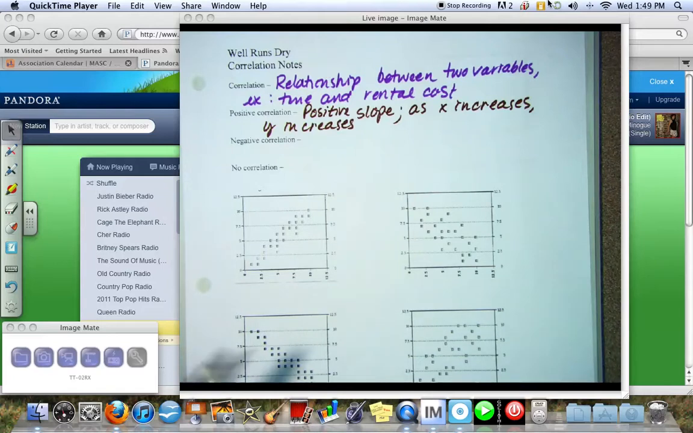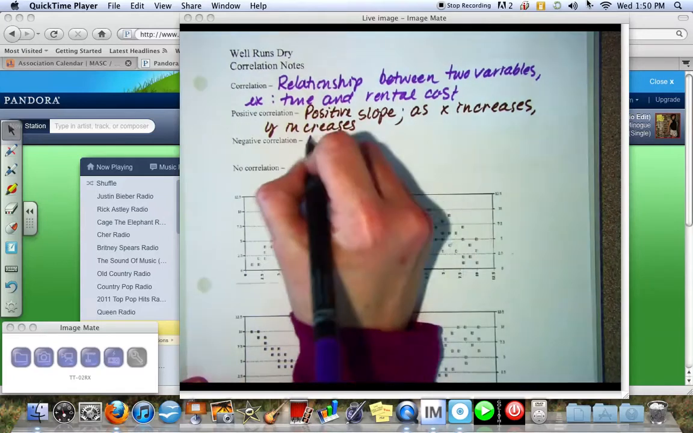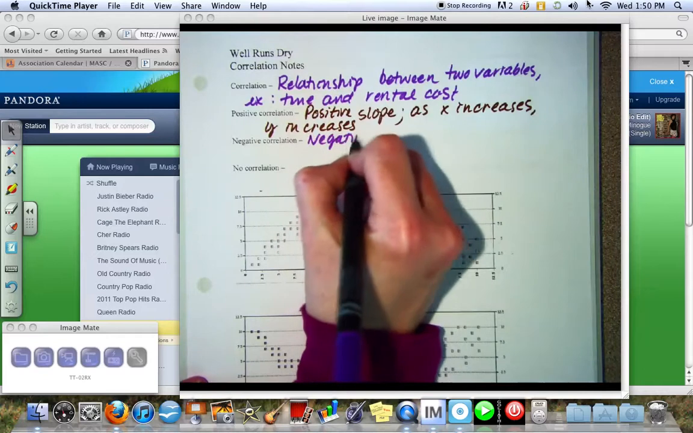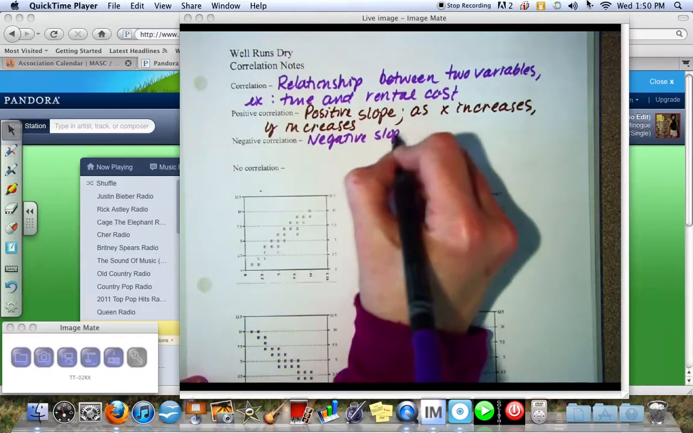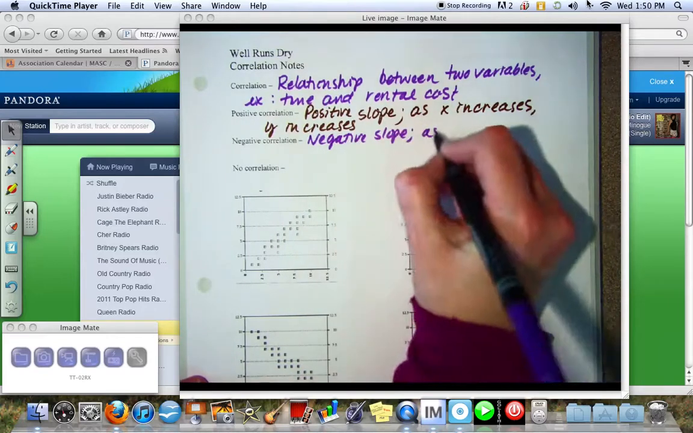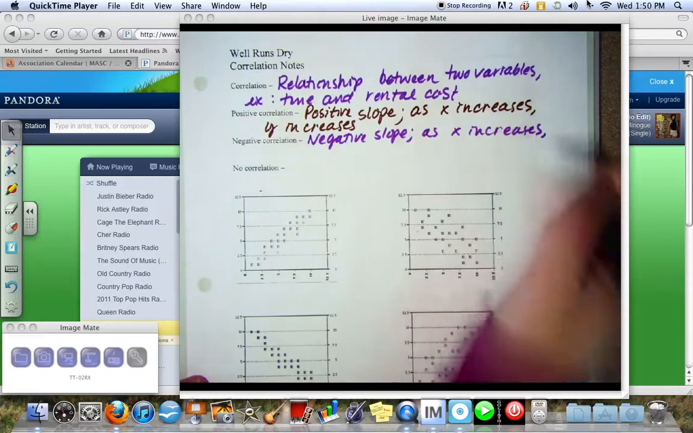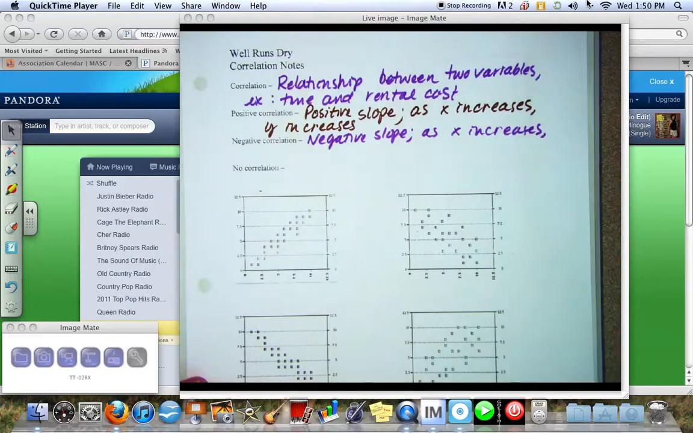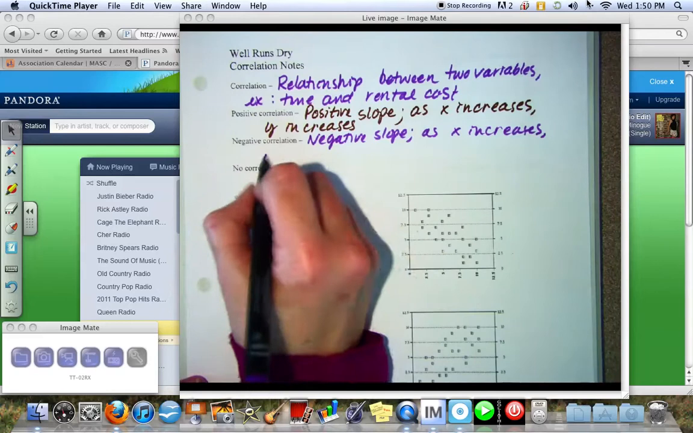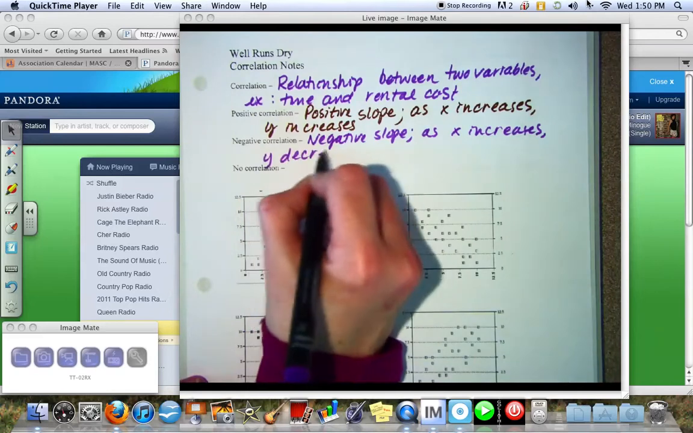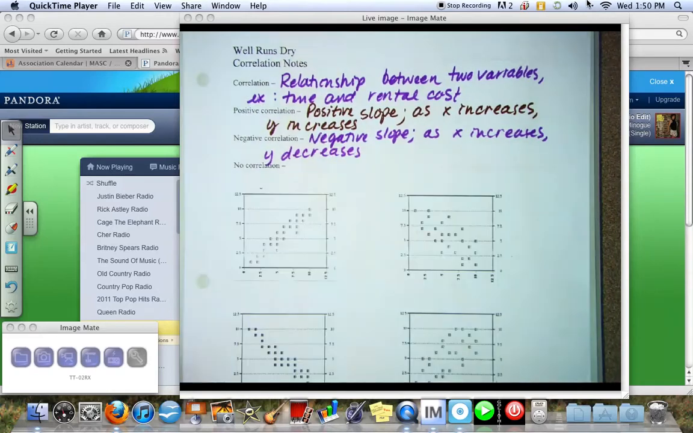Negative correlation. As x increases, y decreases. Negative slope. Can it be the other way too? You could, and it would still be a negative correlation.